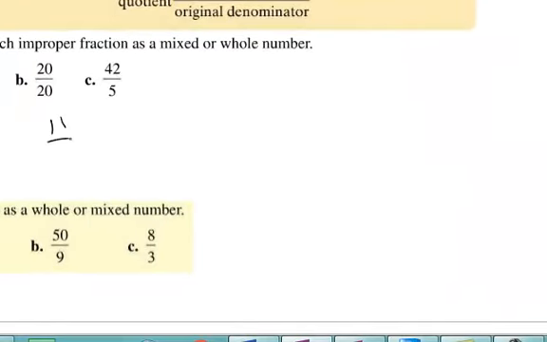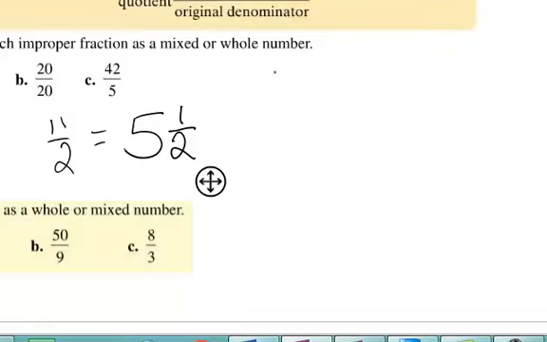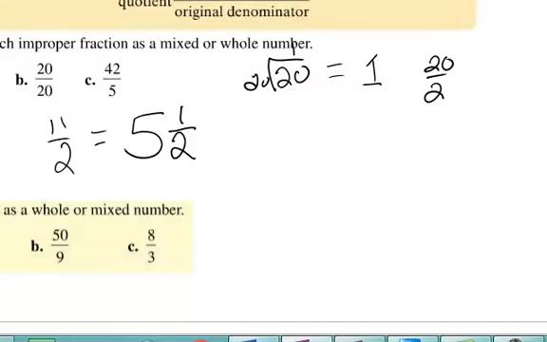So 11 over 2 as a mixed number would be 5. That's my whole number part. My remainder is the numerator, the number that goes on top. The 2 is my denominator. So 11 over 2 is the same as 5 1/2. For part B, I will do the same thing. 20 divided by 20. Well, 20 goes into 20 just one time. So 20 over 20 is the same thing as 1. That's our whole number. There is no remainder, so I don't have another fraction with it.